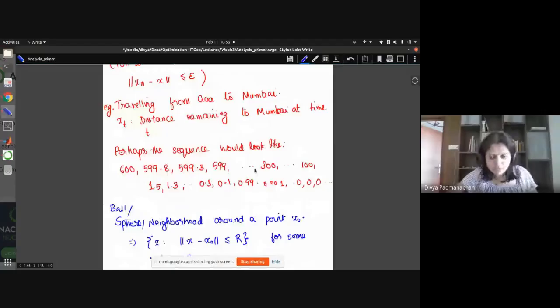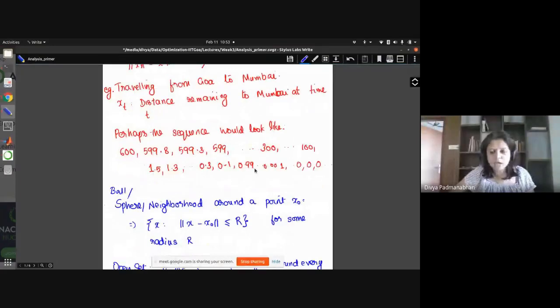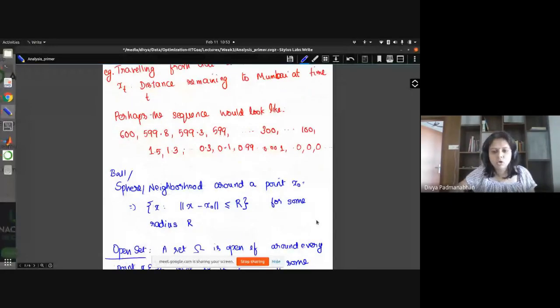Now there's this notion of a sphere, or neighborhood, or a ball around a point x0. It's just the set of all points which are at a distance of r from x0. Usually the norm used here is the 2 norm, which is the Euclidean distance after all. Let me take it in 2 dimensions. You'll get something like x1 minus x0, where x1 is the first coordinate of x.